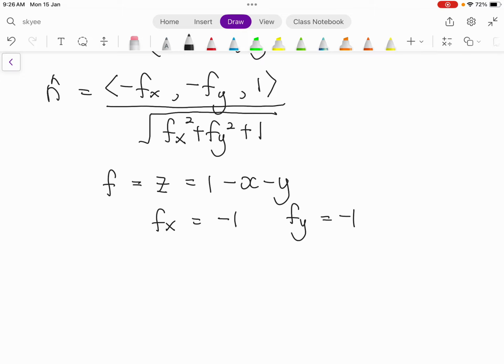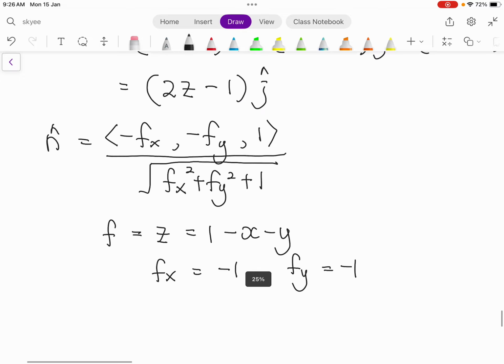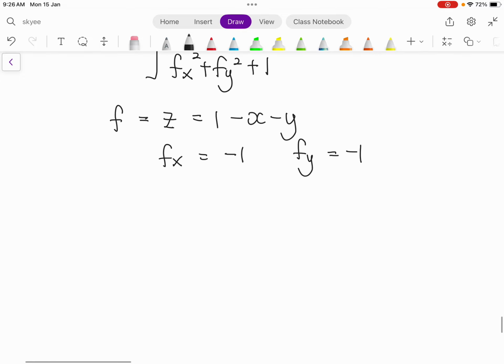So let's put it into the double integral. You have the curl of the vector F, dot product with the unit vector n, and here you have the dS.